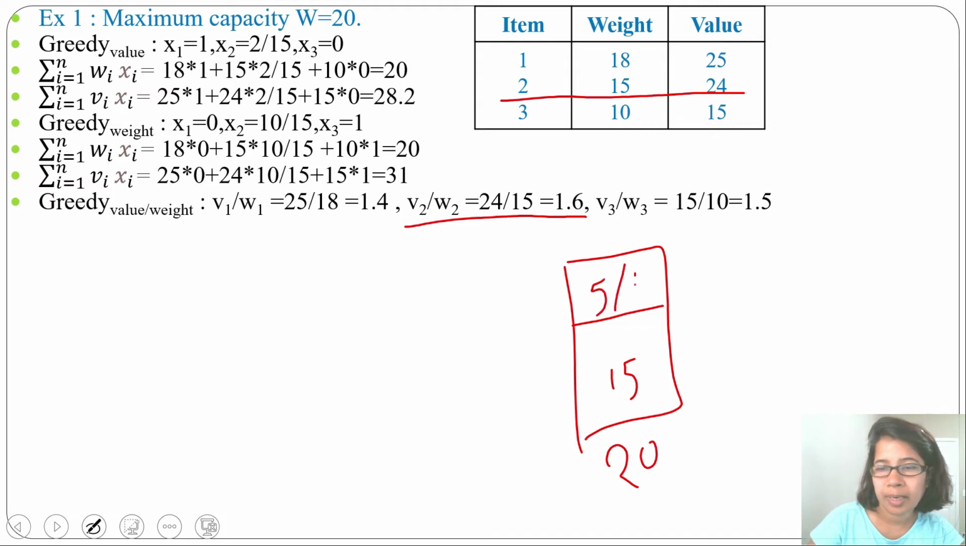So 5 divided by 10. X1 is 0, X2 equals 1. We are choosing whole item 2. X3 equals 1 divided by 2. 5 divided by 10 is 1 divided by 2.